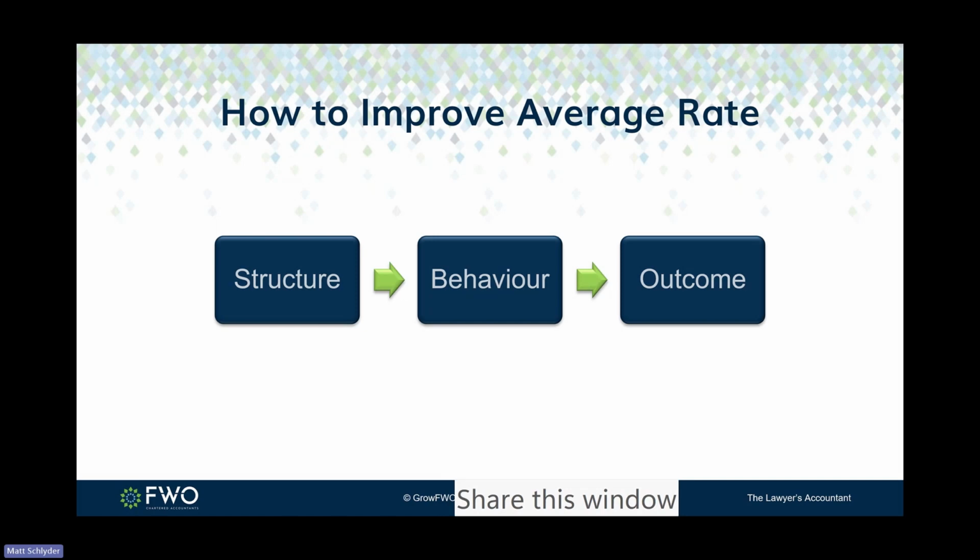So the first thing for strategic change, there are three things that you've got to remember. You've got to focus on the things that you can control. You've got to focus on doing something differently, and you've got to focus on the majority, not the minority. So let me explain that a bit more.